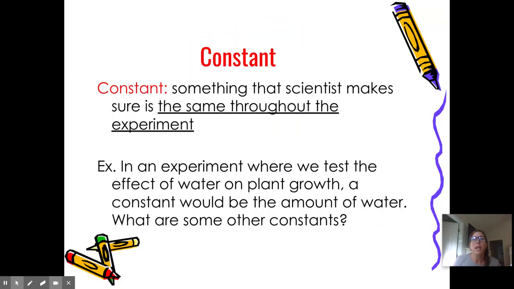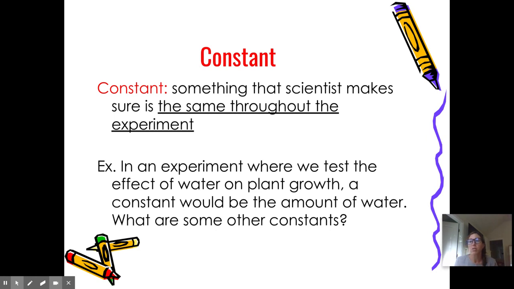For controls and constants, this is something that often gets confused, but a constant is something that the scientists make sure is the same throughout the experiment. So in an experiment where we test the effect of water on plant growth, a constant would be something like the amount of water. What are some other constants you could think of?